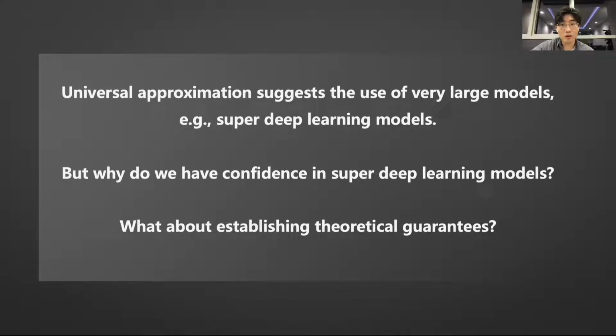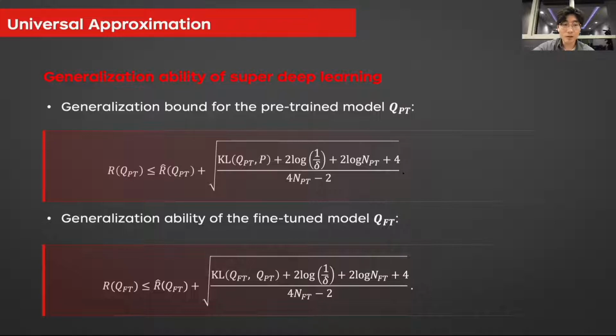The universal approximation suggests the meaningfulness of very large models, for example, super deep learning models. But why do we have confidence in super deep learning models? What about established theoretical guarantees? Recently, we have a preliminary demonstration of the superiority of the super deep learning model in terms of generalization theory.